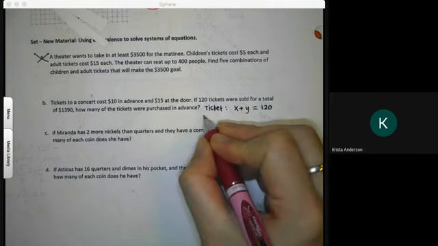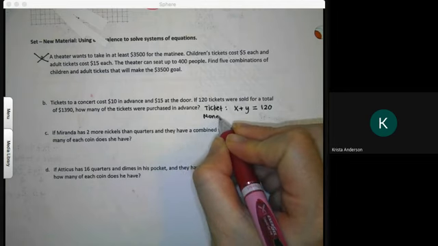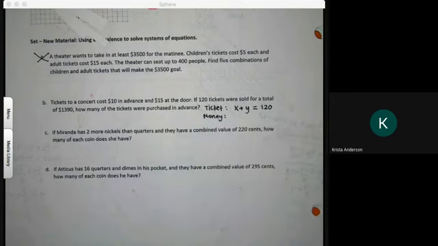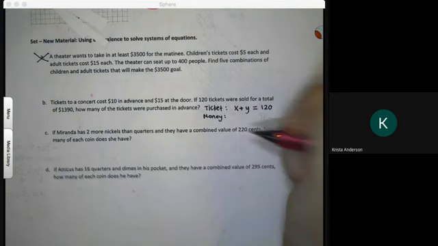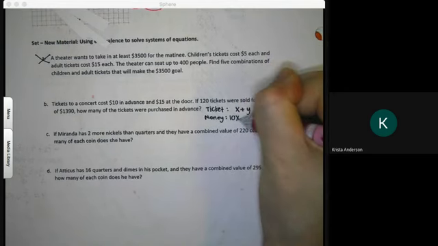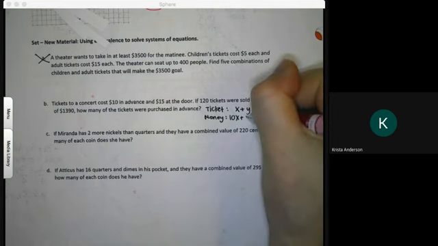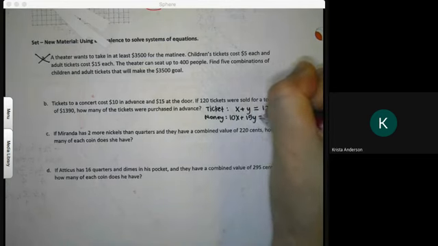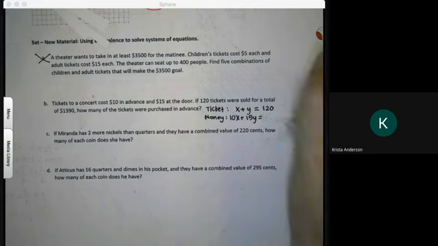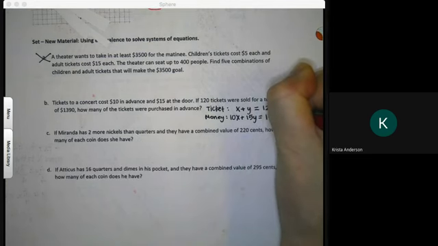Then I need a money equation. How much were the tickets if you bought them in advance? $10. Plus at the door, $15. Equals how much was the total amount they made off of their concert? $1,390.